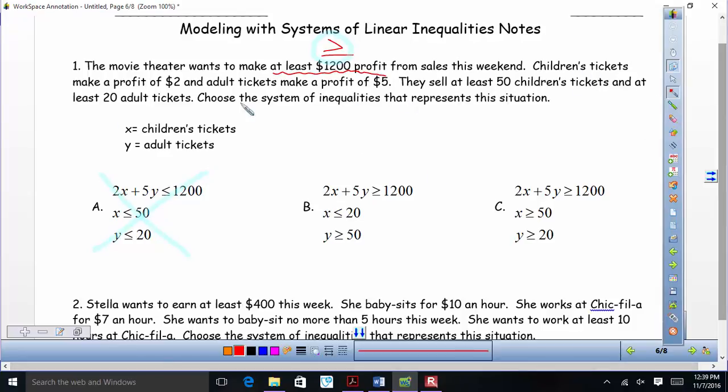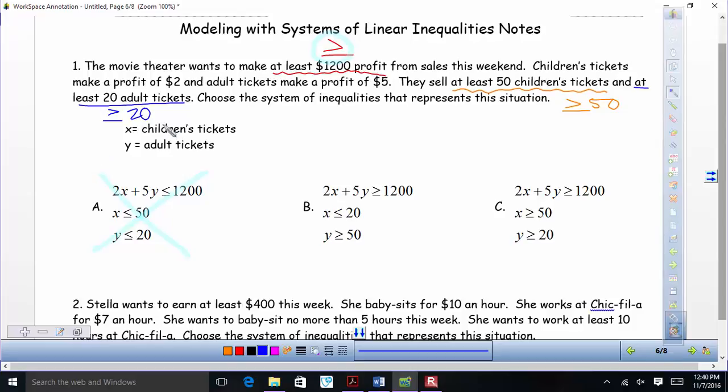Then it says children's tickets make a profit of $2 and adult tickets make a profit of $5. They sell at least 50 children's. So does that mean that they could sell more than or less than 50? More. So more than 50. And then it says that they sell at least 20. So that is also more than 20.